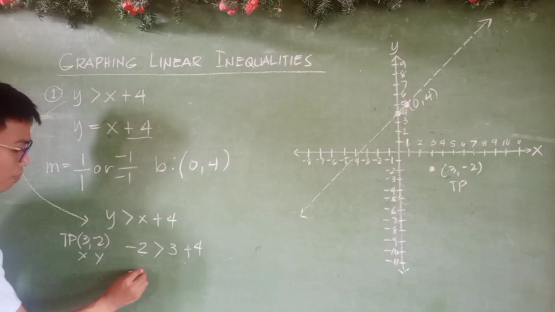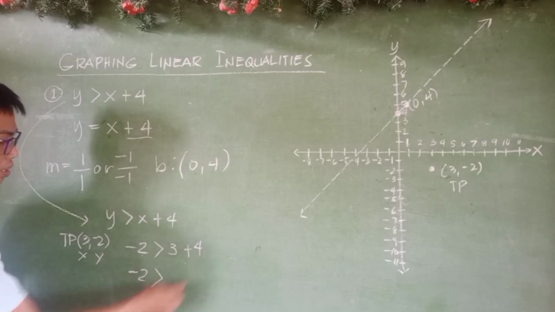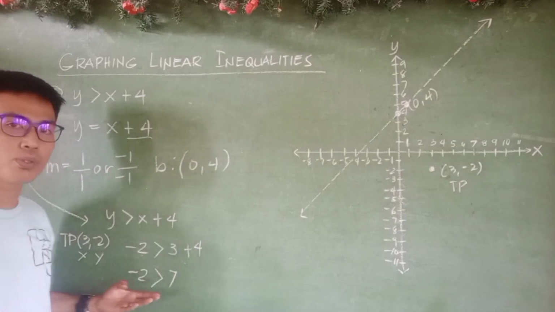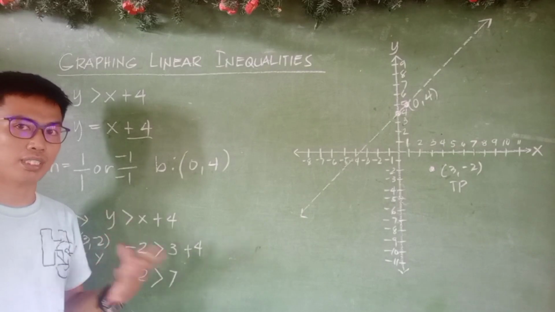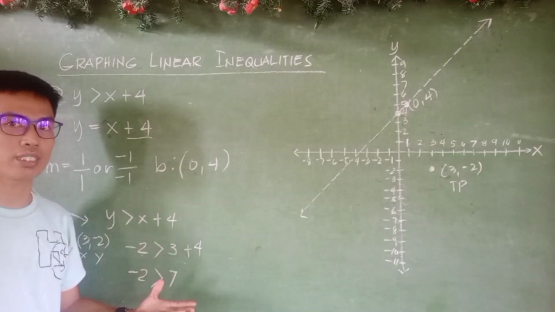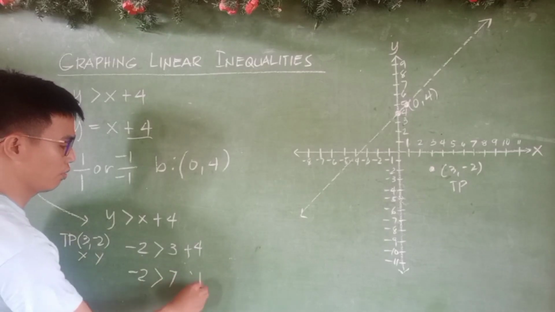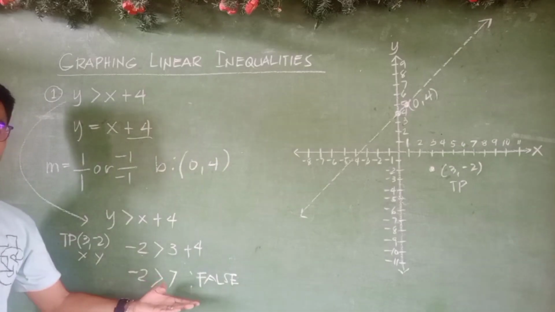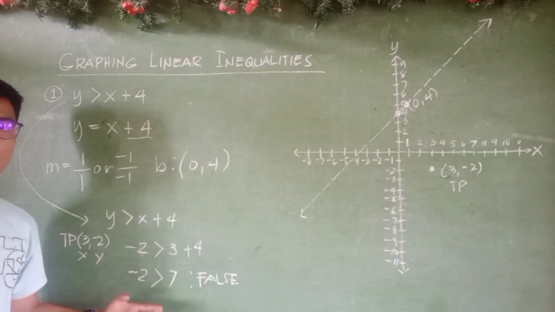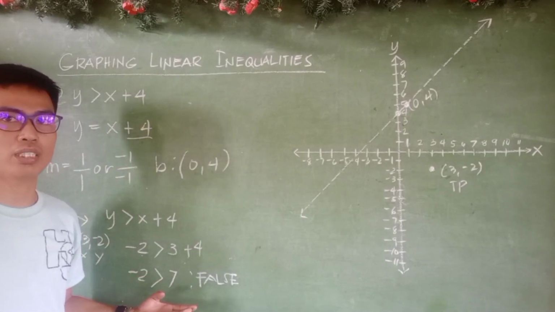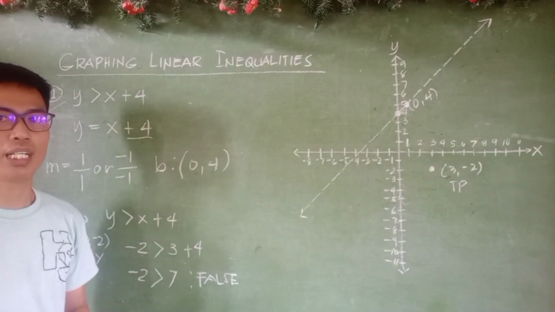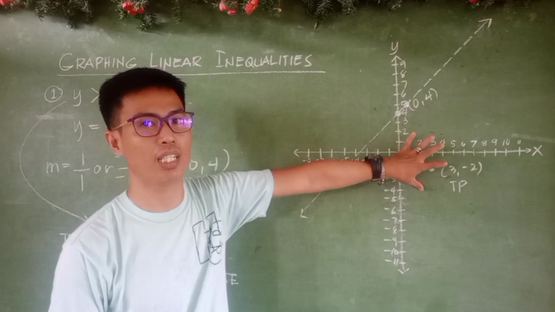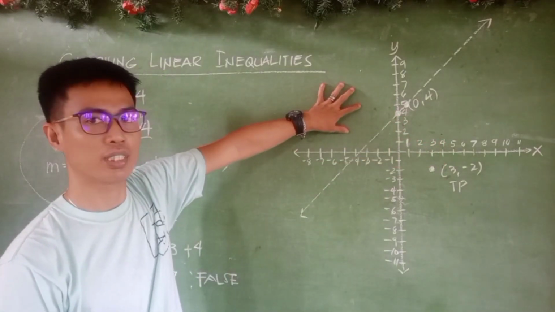Then, solve. -2 is greater than 3 plus 4. And that is 7. Then, looking at the relationship, we have -2 is greater than 7. So, can we say that this is true? Is -2 greater than 7? Of course, this is false. So, kapag nag-false yung ginamit na test point, ibig sabihin, ang solution ng ating inequality is yung nasa kabilang side ng plane divider or yung nasa kabilang side ng test point. So, since nandito yung test point, ibig sabihin, ang solution is nandito sa part na to.